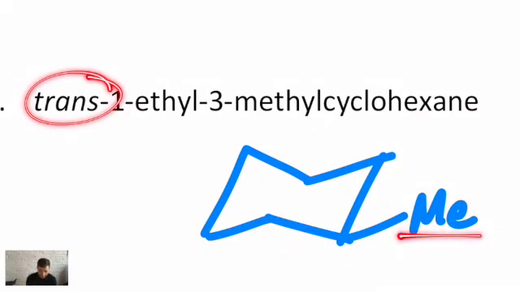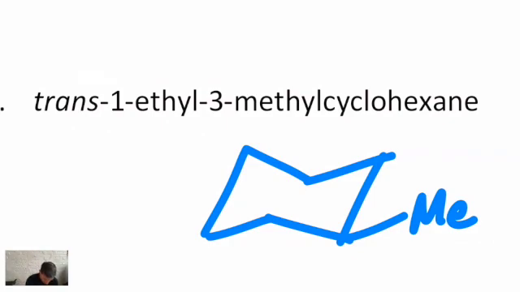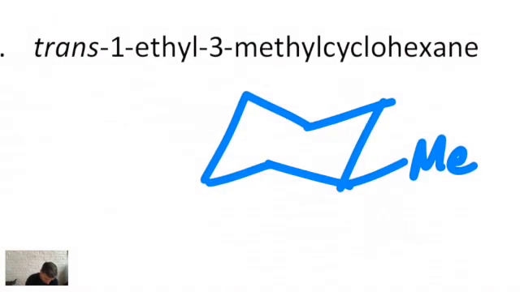So I arbitrarily have an up equatorial methyl. My ethyl will have to be down as opposed to up. And it's got to be on position 1 relative to 3. So if this is 3, I'm going to say that this is position 1 over here. That means my ethyl is down and axial.